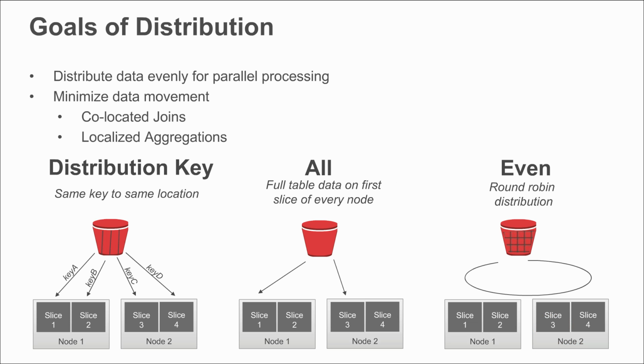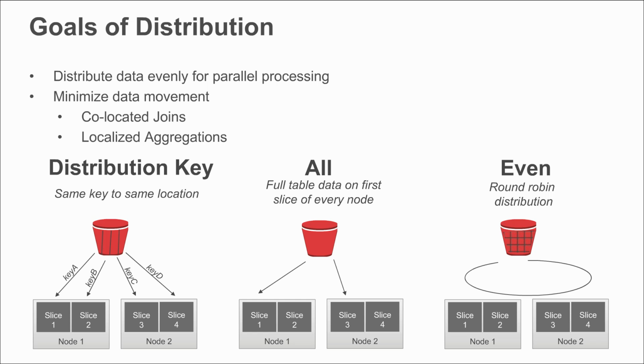So the primary goal of data distribution is to ensure that data is evenly distributed throughout the cluster for parallel processing. The secondary goal is to minimize data movement during query processing. Since each slice only has a portion of the table data, it's sometimes necessary to redistribute data within the cluster to facilitate various aggregations or joins. By distributing tables correctly, we can often avoid this movement and reduce the dependency on available node-to-node network I/O during execution, which allows us to scale significantly.